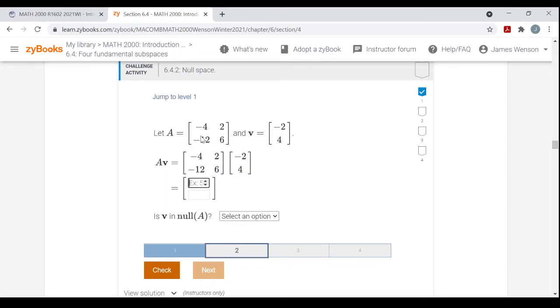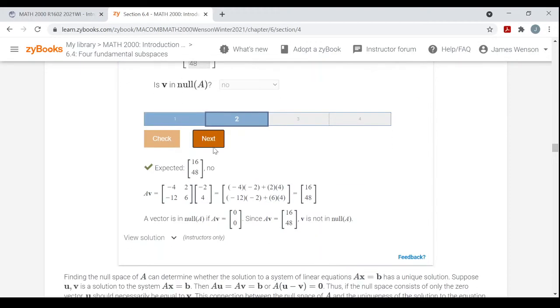Next question: here's matrix A, 2 by 2, and some vector v, and they're asking you to multiply them. So this is matrix multiplication to begin. You have what, -8? No, that's +8 plus 8. That's 16 for the first component. And then the second row would be 24 plus 24, which is 48. And then, is v in the null space of A? Is this vector in the null space of this matrix? No. Because to be in the null space, when you multiply by it, you get the 0 vector. This is not the 0 vector. So, no. A very easy one there.